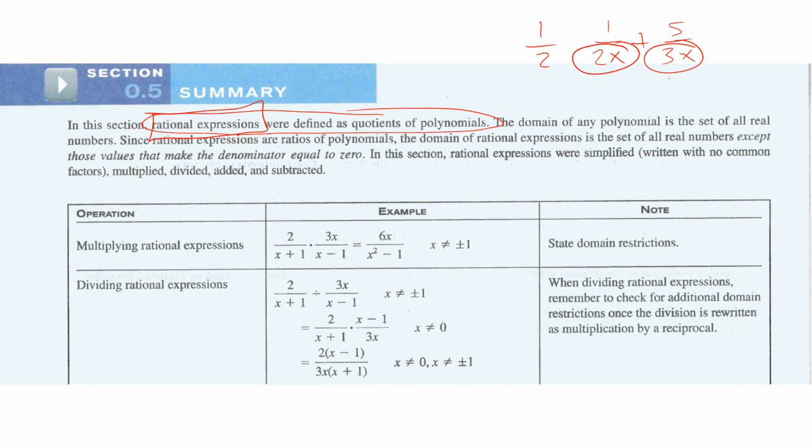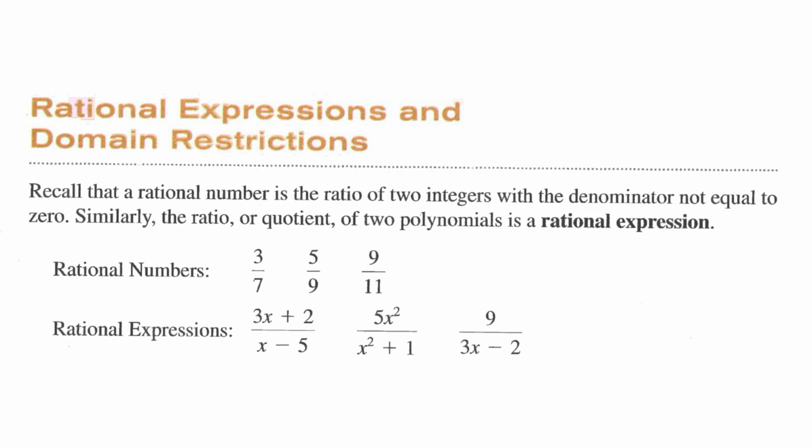All right. And then just 2 quick reminders: when you're multiplying fractions, you multiply top times top. 2 times 3x is 6x. And you would multiply bottom times bottom. So in this case, x plus 1 times x minus 1 is x squared minus 1. We just went through that with our factoring and multiplying polynomial units. Okay. Now we'll talk about domain restrictions in a second. And then when you're dividing rational expressions, remember, you always multiply by the reciprocals.